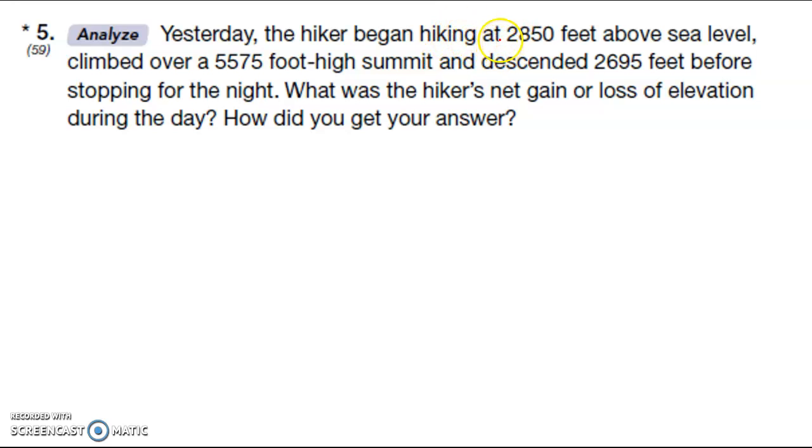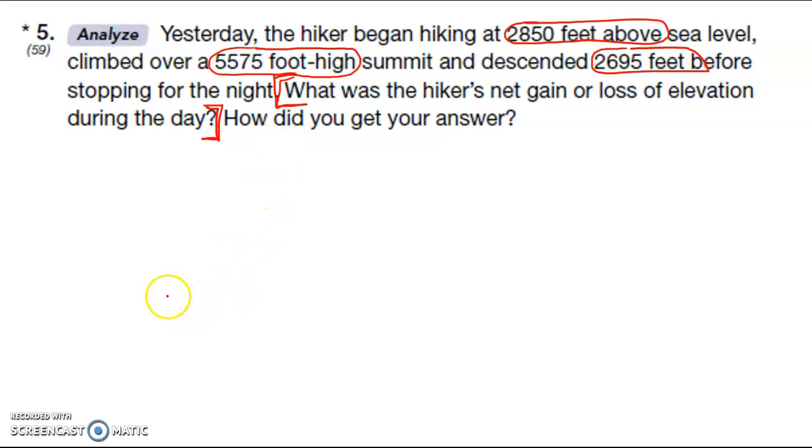So yesterday the hiker began at 2,850 feet above sea level, climbed over a 5,575 foot high summit, and then descended 2,695 feet. This problem is asking what was the hiker's net gain or loss. It's not asking how far the hiker went total. It's asking about what was its net gain or loss there.